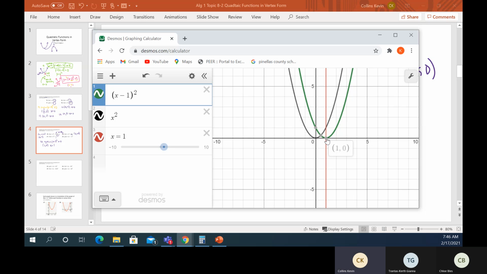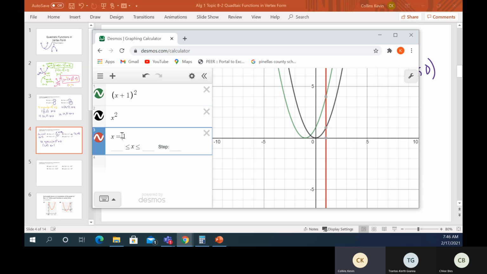So far we've seen vertex form where we moved it up and down. Now we've seen one where we moved to the right. And obviously if we put a positive number in here, we would move to the left. Let's do that real quick. Now we're over here at minus 1, 0. And then that would also mean that your axis of symmetry would be x equals minus 1.